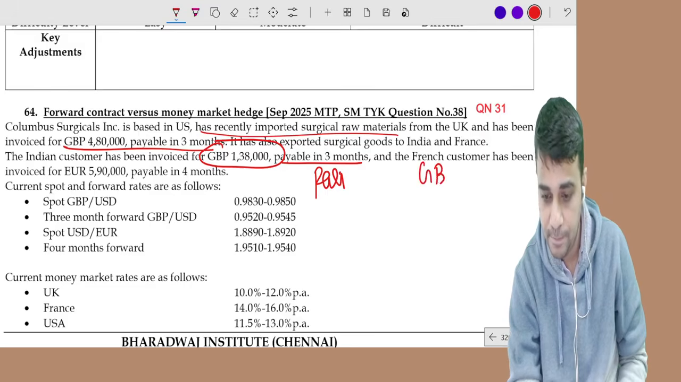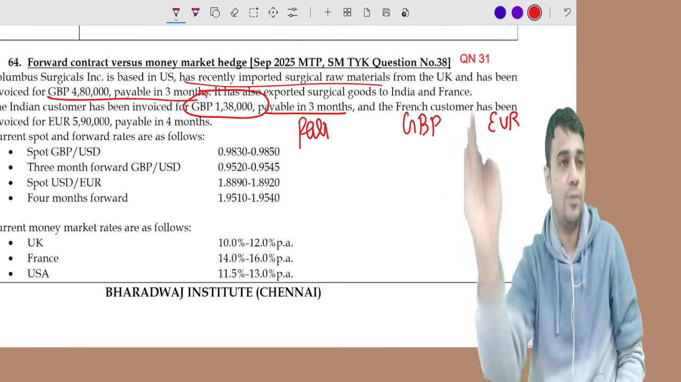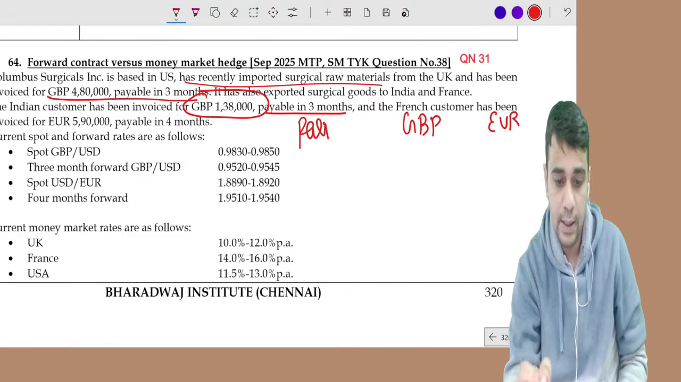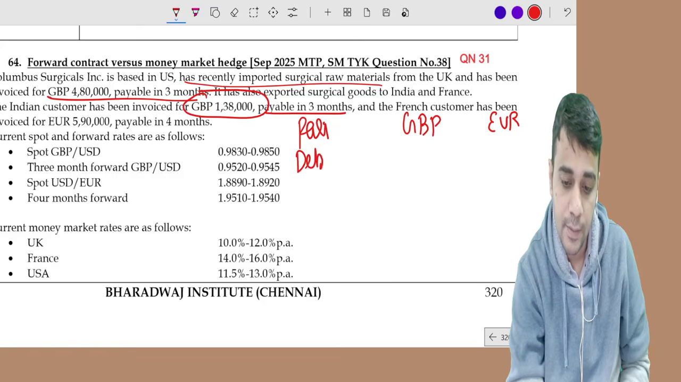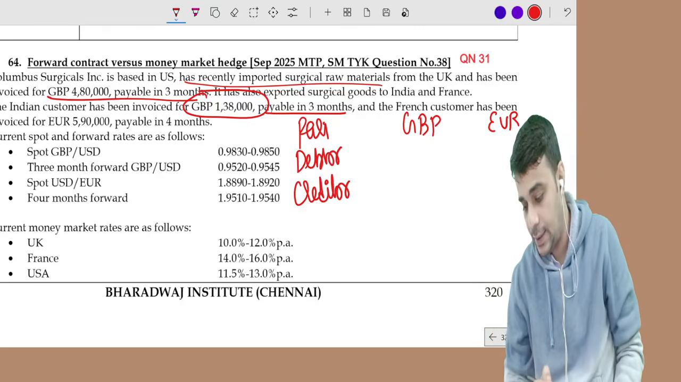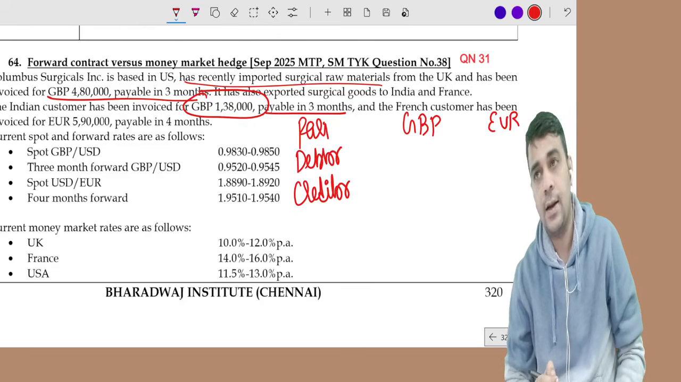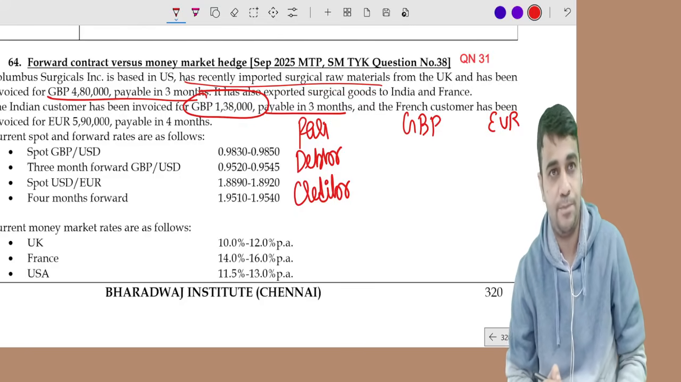Particulars: GBP, euro. Hedging will come in a minute. Debtor, creditor. Look at the question and tell me the amounts. Debtor and creditor, you will see both. For GBP and euro there is a debtor and creditor, because I have to do something called netting first.